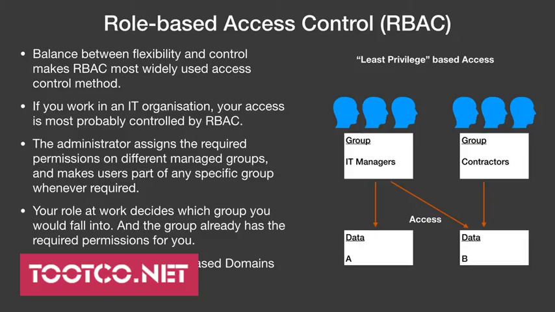The administrator creates groups based on job roles and responsibilities and assigns the required permissions to those groups. Whenever a new individual comes in, the administrator will just make that individual part of the required group according to the job role. And if someone moves from one role to another, the admin will just remove them from the previous group and make them part of the newly assigned one. And if they leave, the access will be removed accordingly. Windows or Windows-based domains are a common example of RBAC.